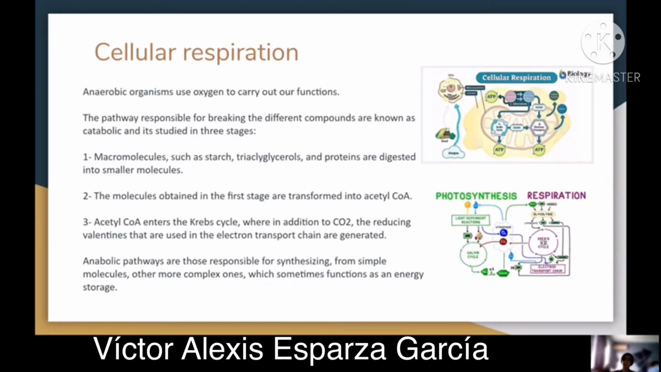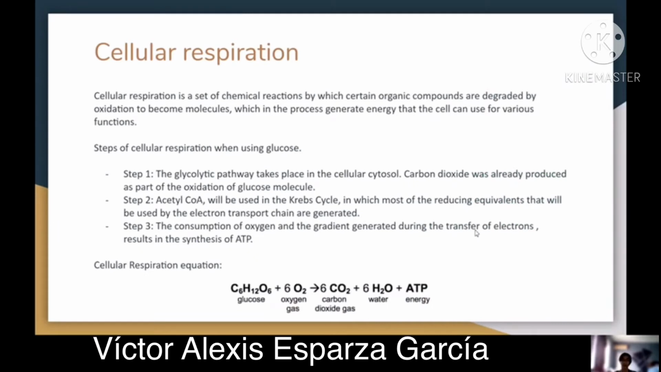Here we have an image where we can see the process of cellular respiration. The other one is a comparison between photosynthesis and cellular respiration. Now, cellular respiration is a set of chemical reactions by which certain organic compounds are degraded into oxidized molecules, which in the process generate energy that the cell can use to do its tasks.